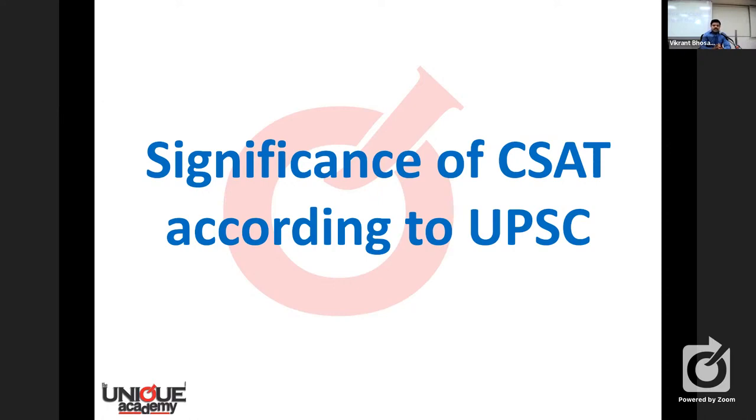So according to UPSC, this paper, CSAT, is good enough to select the right candidate for the right post. But in my opinion, the utility of CSAT is beyond prelims. It is there for prelims and you need to pass it. But if you look at it in a constructive, holistic way, then in my opinion, you can use or learn something in CSAT which you can use in main exam preparation. Are you getting my point? We'll discuss what that is. All right, so let's start.